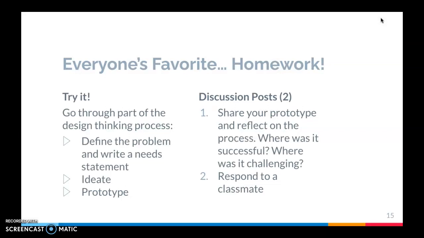All right, everybody's favorite topic, homework. So this week, our outside of classwork is going to focus on learning more about processes and resources that support design thinking and problem solving work, and then trying it out for yourself.